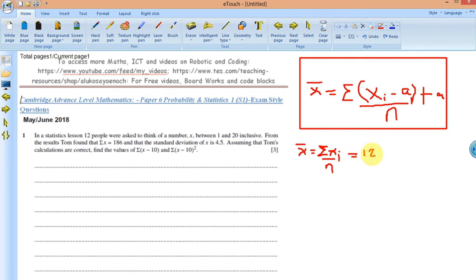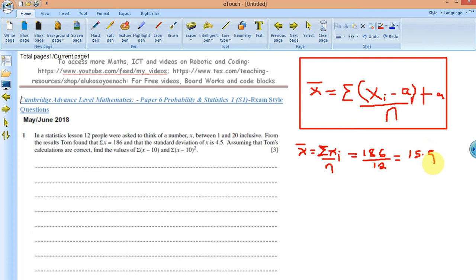186 is the sum of all observations, and there are 12 samples altogether. Let me take my calculator. 186 divided by 12 is 31 over 2, that is 15.5. So this is the mean here, 15.5.